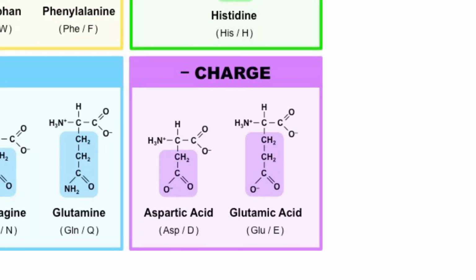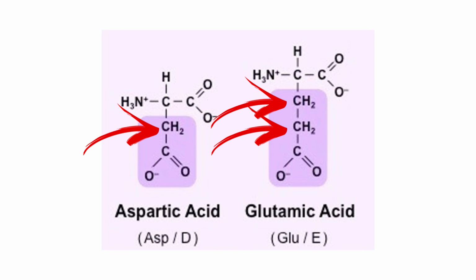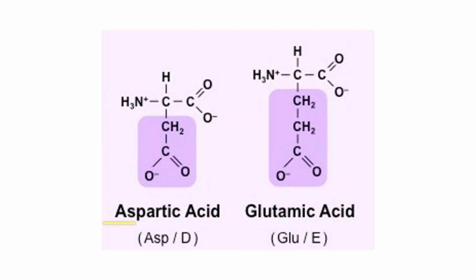And finally, we have the negatively charged amino acids. We have aspartic acid and glutamic acid. The only difference between these two is the number of CH2s. I always arrange this one alphabetically. Asp starts with an A, has D. Glu starts with a G, has E. Negatives are icky, so just remember that your ick means negative.